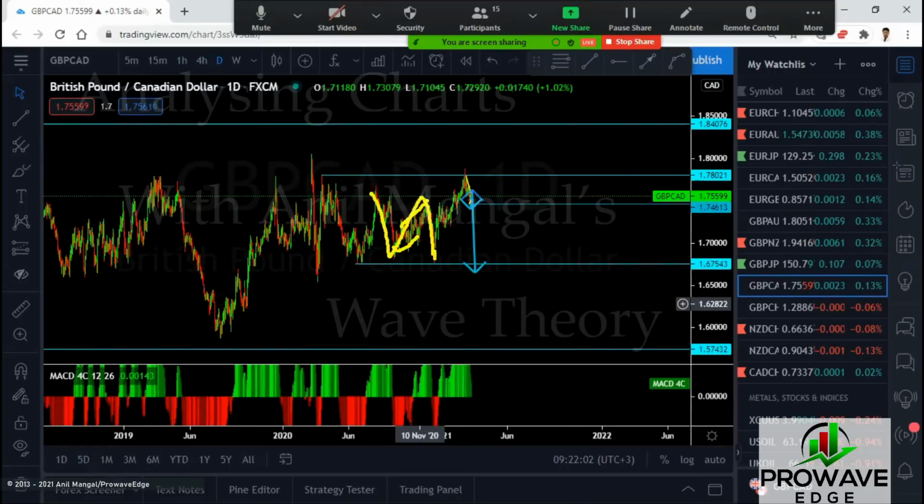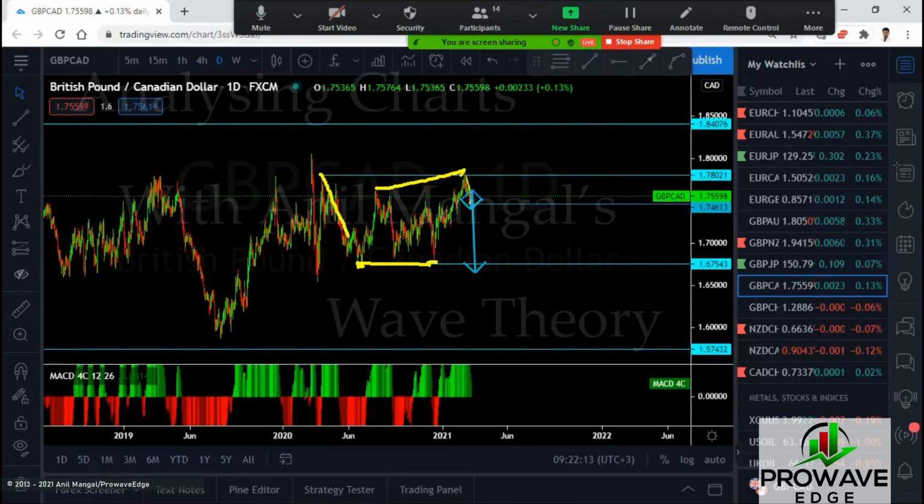1, 2, 3. I told you this was going to come and tag this top, but they tagged that top. No problem. It is still the same pattern. It just becomes an expanding, a running flat. So you have this one and you have this one. This one is higher than this, so that's a running flat.